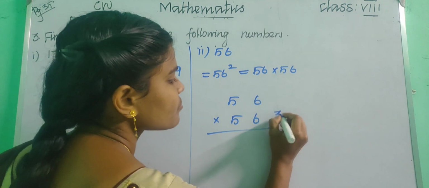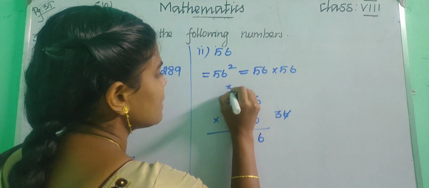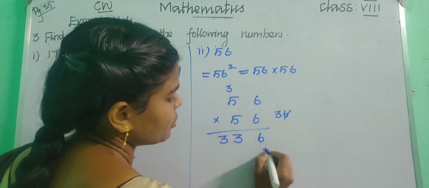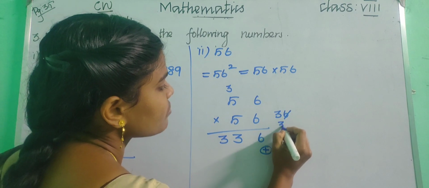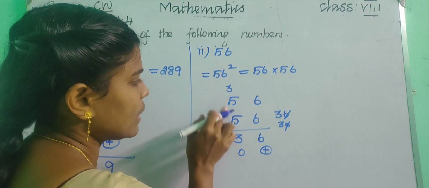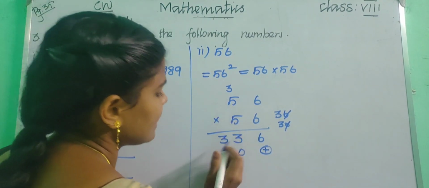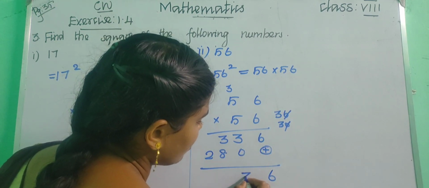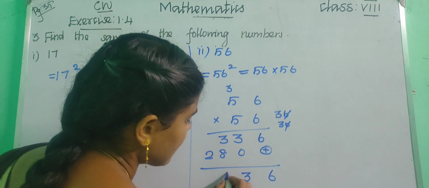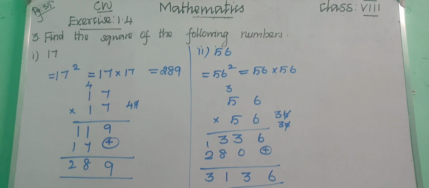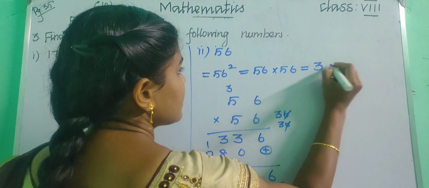6 sixes are 36. Put 6 here and 3 in the top. 6 fives are 30. 30 plus 3, 33. Okay, children, put plus here. Now 5 sixes are 30. Put 0 and 3. Now 5 fives are 25. 25 plus 3, 28. So what we got here? 6. 3 plus 0, 3. 8 plus 3, 11. So 1 plus 2, 3. So that we got 3136. For 56 squared we got the answer as 3136.